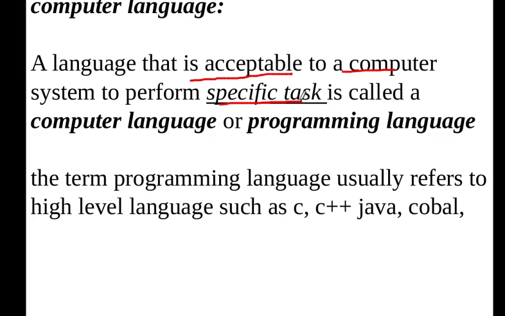The term programming language usually refers to high level languages such as C, C++, Java, COBOL, Fortran, ASP.NET. These are all high level languages. Through these languages we can easily interact with the computer. With the help of these languages we develop software. Based on that software the computer is going to interact. So this is about computer language.